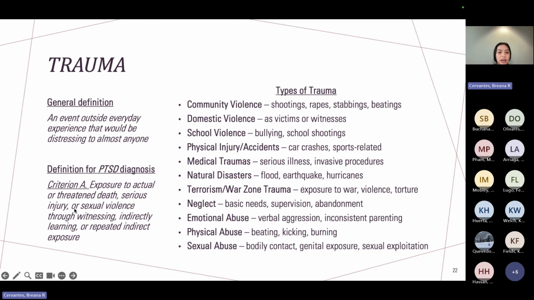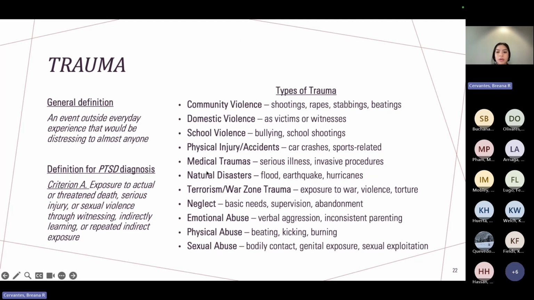Serious injury, actual threatened death. So things like being someone who is involved in a war and seeing, so you can think of first responders, you can think of, obviously people think of veterans with PTSD, but if you yourself were someone who was in a war zone and you had to flee, all of that would constitute it. Natural disaster, terrorism.